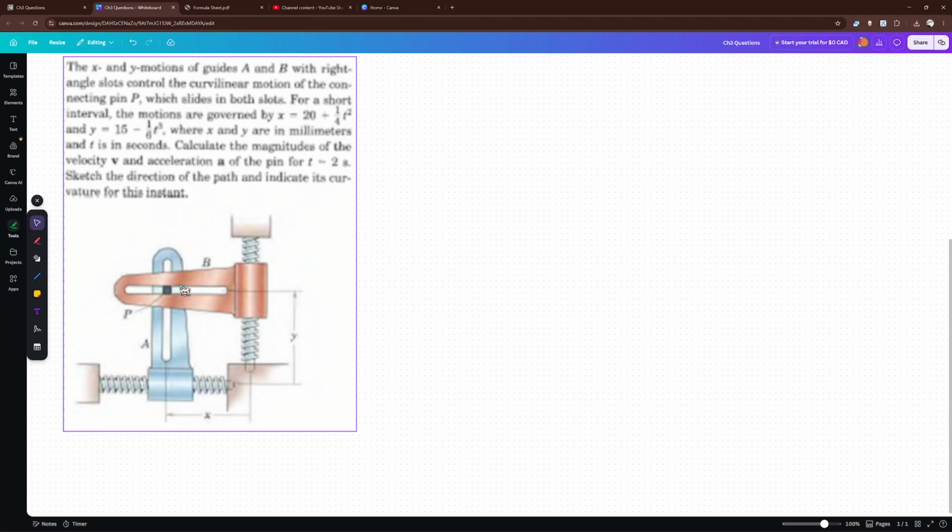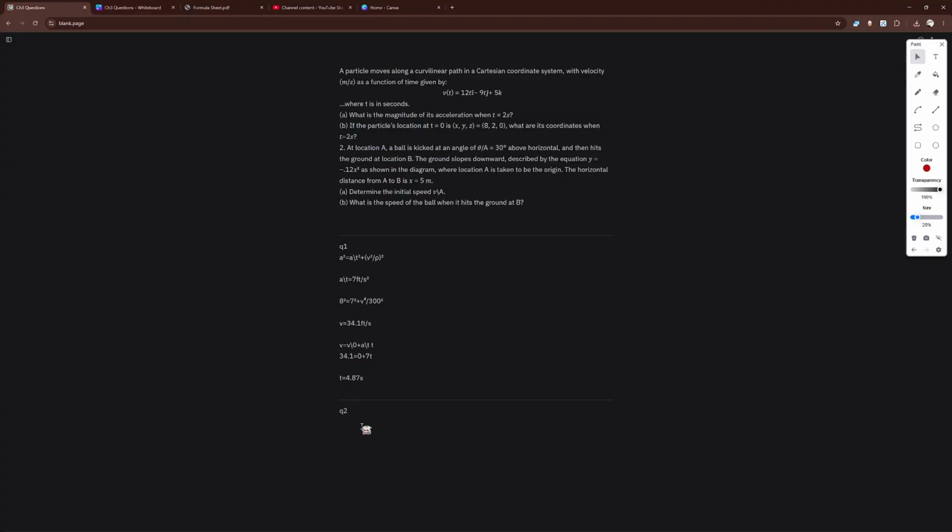interval. The motions are governed by x equals 20 plus a quarter t squared and y equals 15 minus a sixth t cubed, where x and y are in millimeters and t is in seconds. Calculate the magnitudes of the velocity and acceleration of the pin for t equals 2 seconds. Sketch the direction of the path and indicate its curvature for this instant. Okay. Easy. I'm going to skip the sketching part because I don't want to sketch. You can sketch it if you'd like, but it should be pretty straightforward.